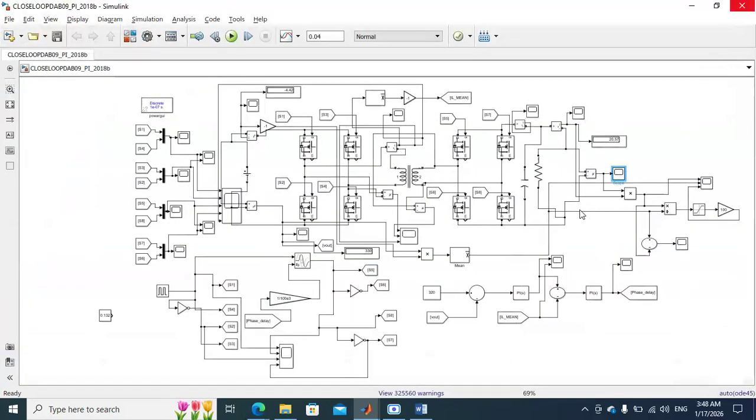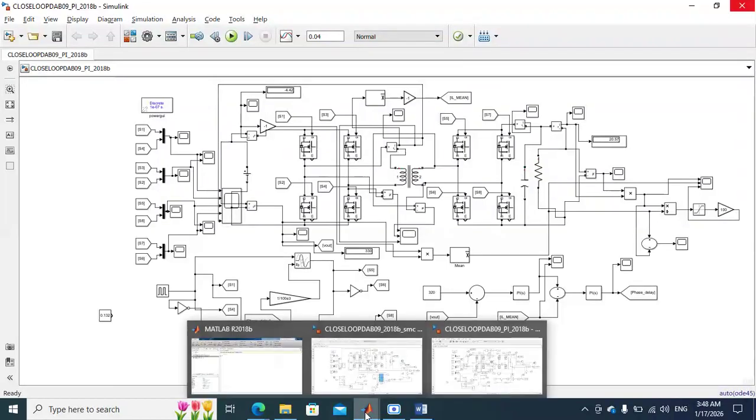So the sliding mode control settles more quickly than the PI controller, and also the steady state error is less, and the rise time is less compared to the PI controller. The sliding mode controller has less settling time, less steady state error, and less rise time.